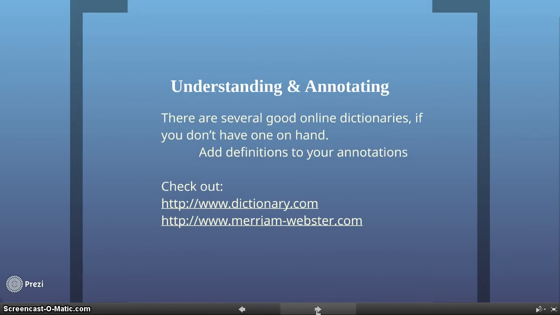Even if you don't have a dictionary on hand, there are several good online dictionaries. Make sure you add these definitions to your annotations if there are words that you don't know. There's a couple of sites that I've advocated here. www.dictionary.com is a good credible source. Merriam-Webster.com is also another good source. Both of these have free dictionary definitions if you don't have a dictionary of your own. However, over my own undergraduate career, I eventually picked up several dictionaries, and if you find you're using one regularly for writing or anything else, you might think about picking one up.